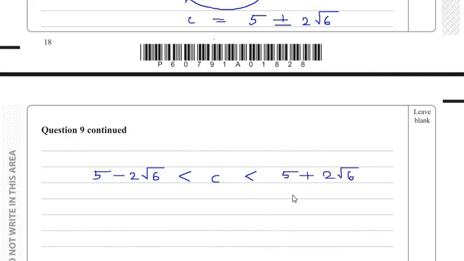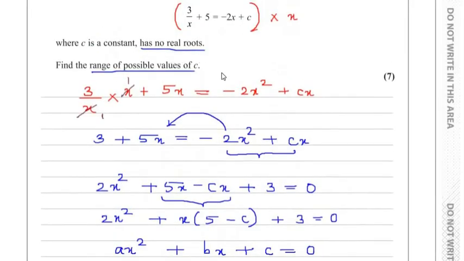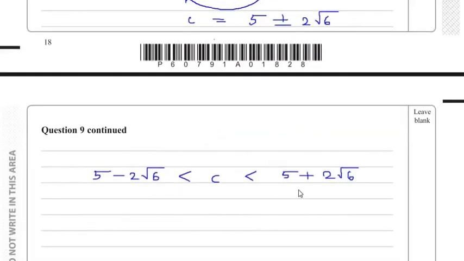So the given range is from 5 minus 2 root 6 to 5 plus 2 root 6. And it is less than because the condition says b square minus 4ac has to be less than 0 if it has no real roots. Hence we write it this way. So this is the given range for c.